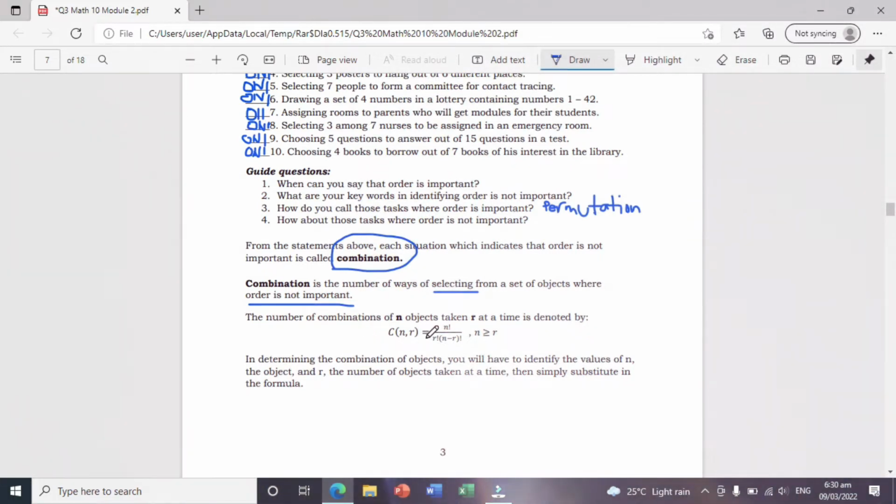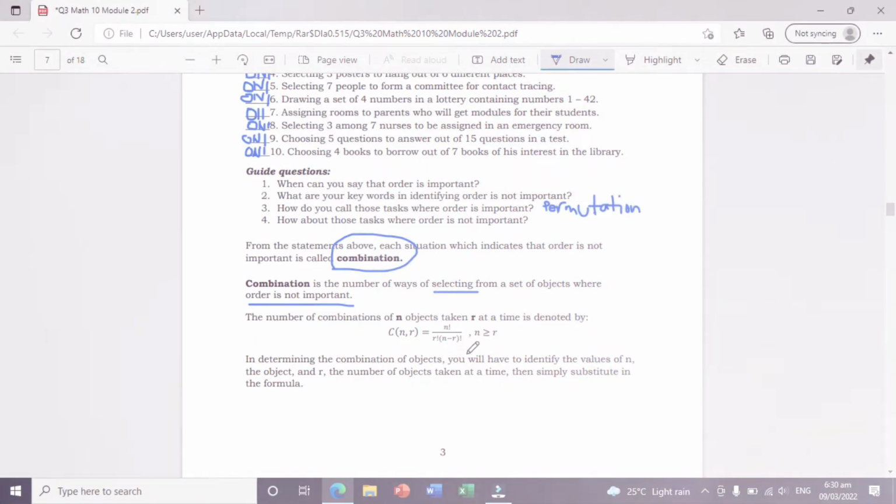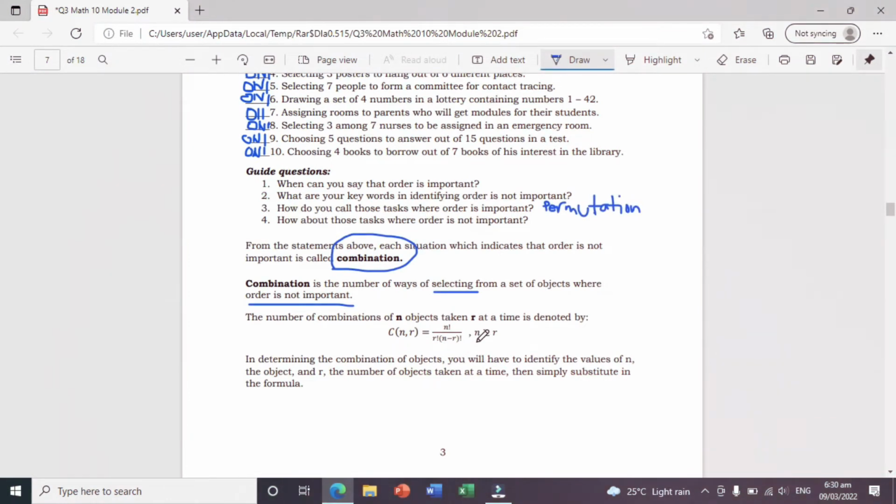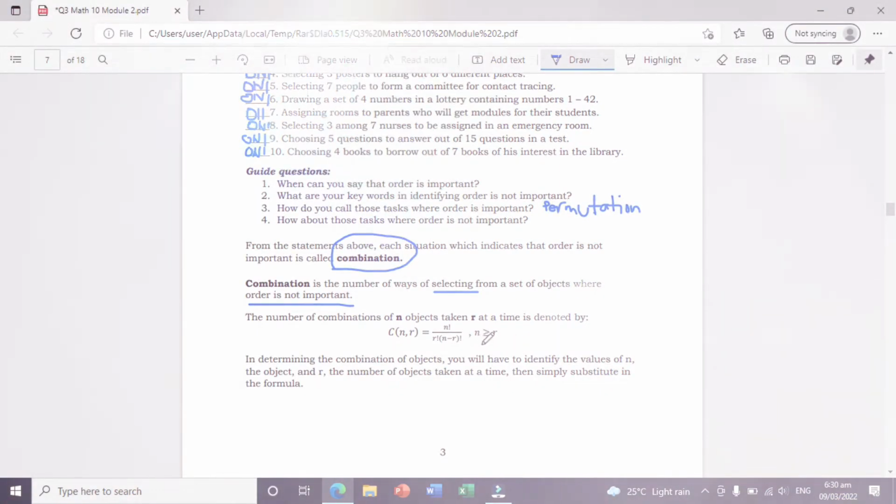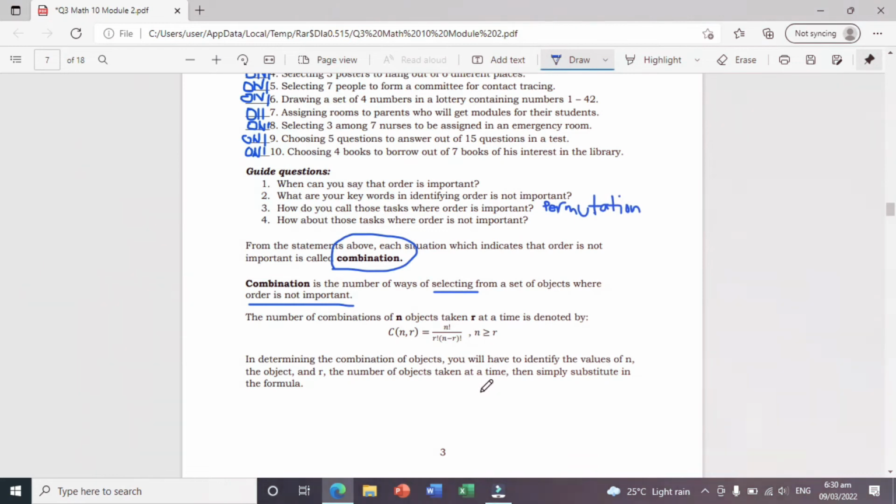The number of combinations of n objects taken r at a time is denoted by C(n,r), equals n factorial over r factorial times n minus r factorial, where n should be greater than or equal to r. So the value of n should be larger compared to r, or n and r can be the same.